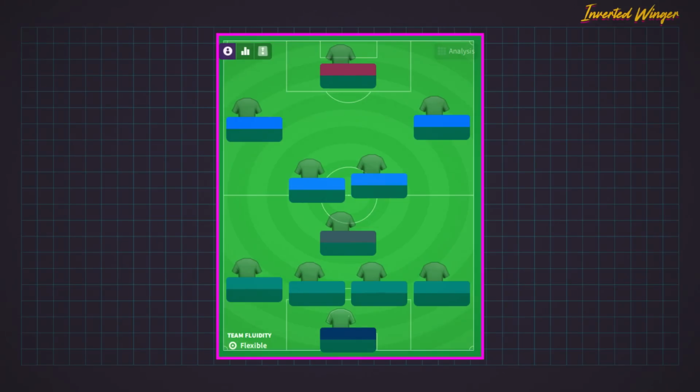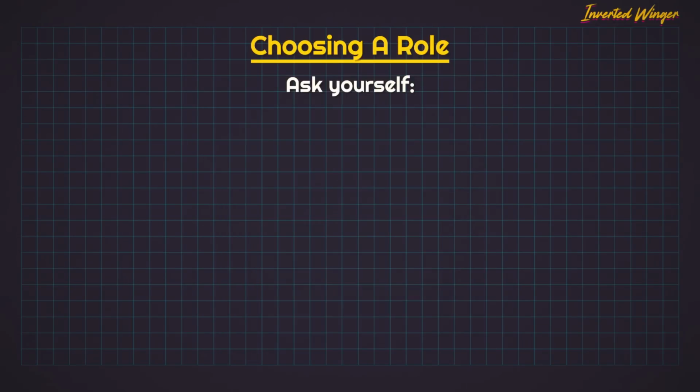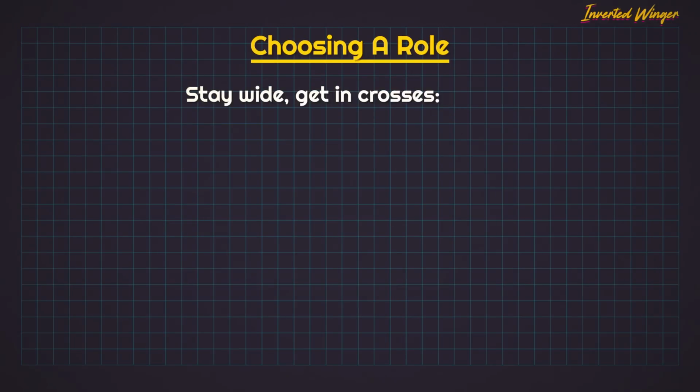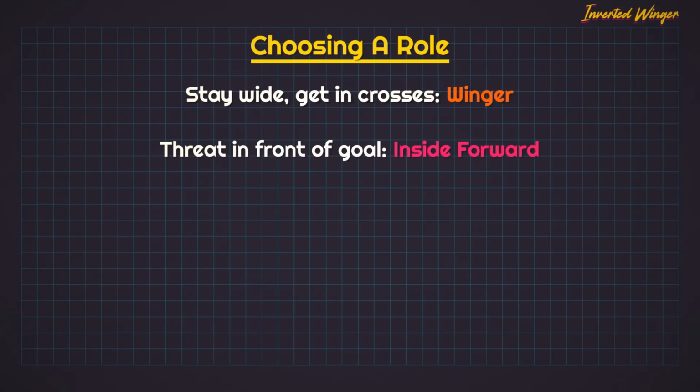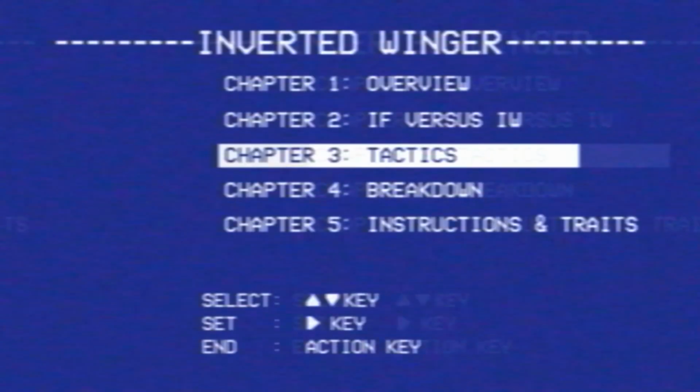Let's say you're making a formation and you're picking what role to use in this wide area. So you ask yourself, what do I want this player to do when they have the ball? If it's to stay wide and get in crosses, use a winger. If you want the role to be a threat in front of goal, try an inside forward. Or if you think the winger stays out too wide, but the inside forward is too attacking, try an inverted winger. And now that we know how these two roles work, let's see how they do in a tactic.